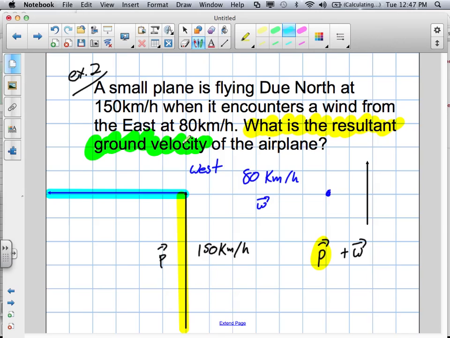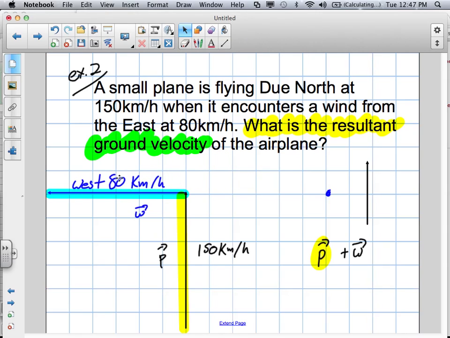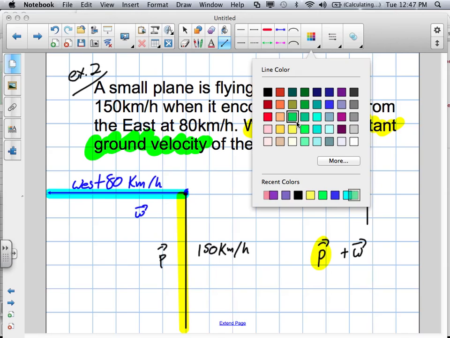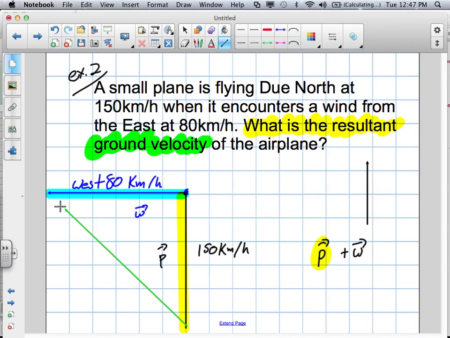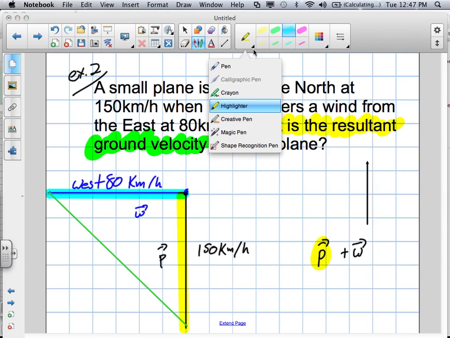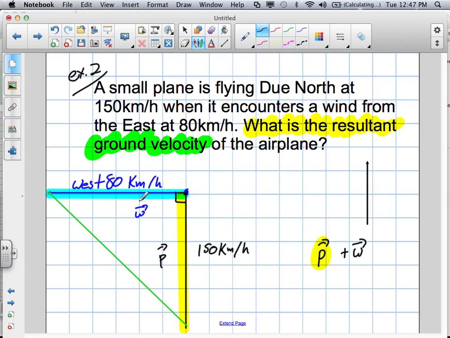So this is the point we end up at now. I'll move some of that other stuff over for us. Going west at 80 kilometers an hour, and that was our point. So we're exactly right. To find the resultant vector, we'll do that in green, let's say. The resultant vector is going to be here. This is essentially P plus W. And because we're heading due north and the other one's coming directly from the east, we're creating a right angle triangle. Okay, so because we have a right angle triangle, we can use Pythagorean's theorem to solve this. Okay, what would I do in order to solve for P plus W?